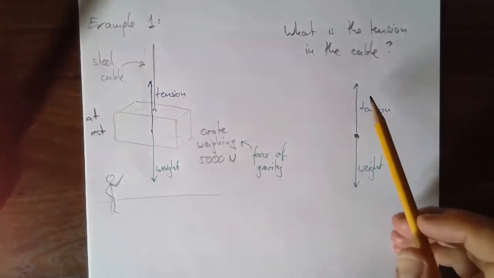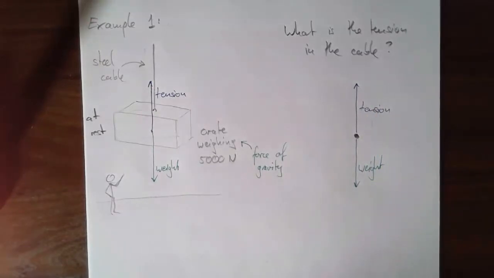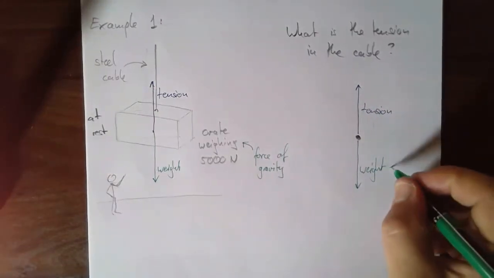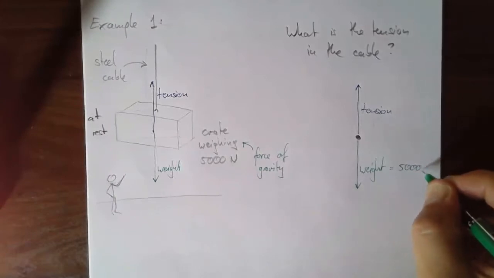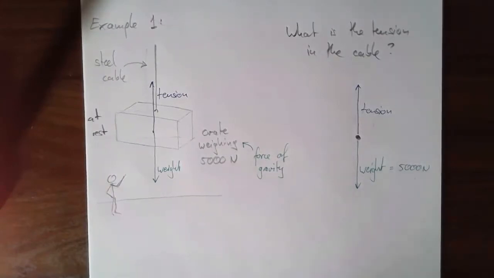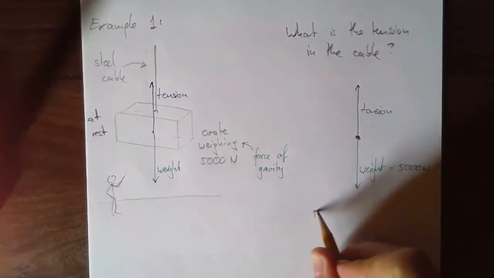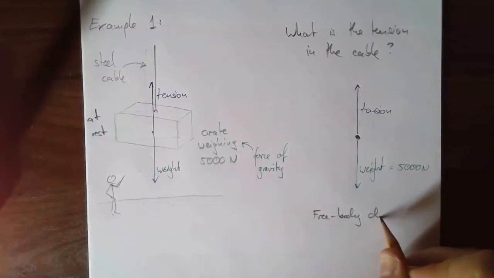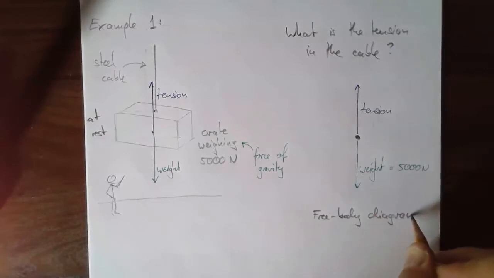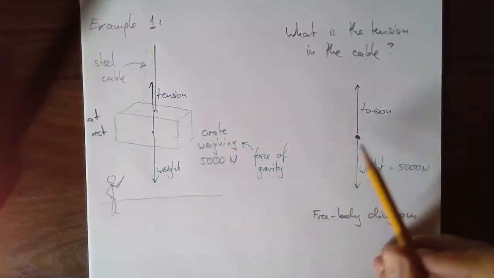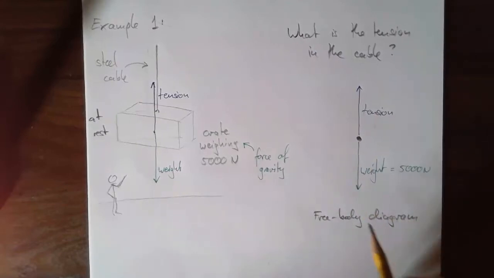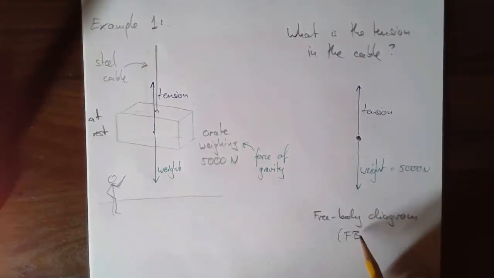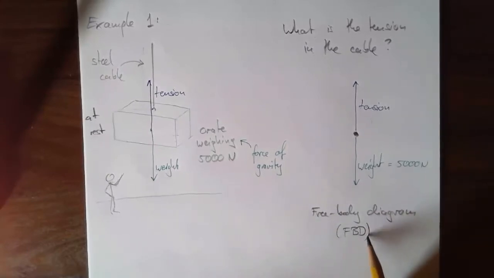Now, what do I know? I know what the weight is, right? We know the weight is 5,000 newtons. We got it from our free body diagram up here. So this is what we mean by the free body diagram. We might abbreviate this FBD, free body diagram.